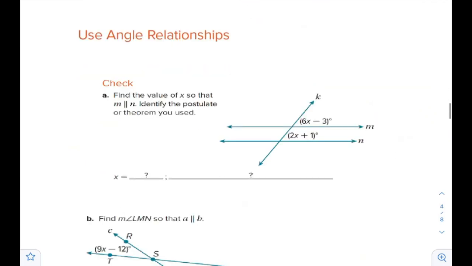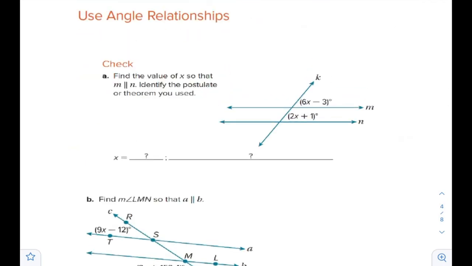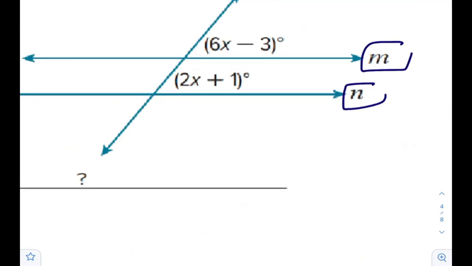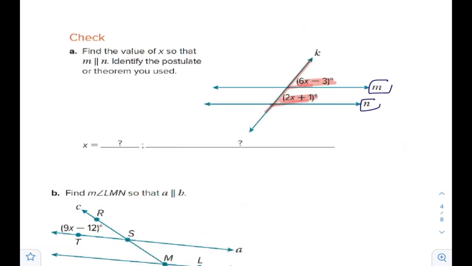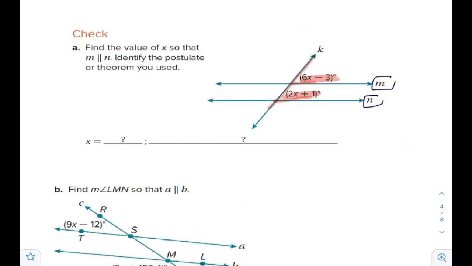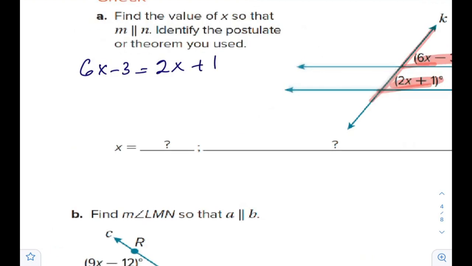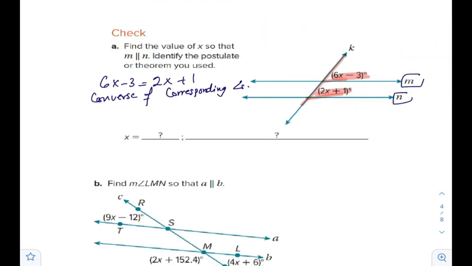Great. Now we will do two measures, which is easy. Find the value of x so that M is parallel to N. So if you want M to be parallel to N, look carefully at these angles. This angle and that angle are located in such a way that they are corresponding. So if you want M to be parallel to N, then 6x minus 3 should be equal to 2x plus 1. Based on what postulate? He wants the postulate. The postulate or theorem is converse of corresponding angles.